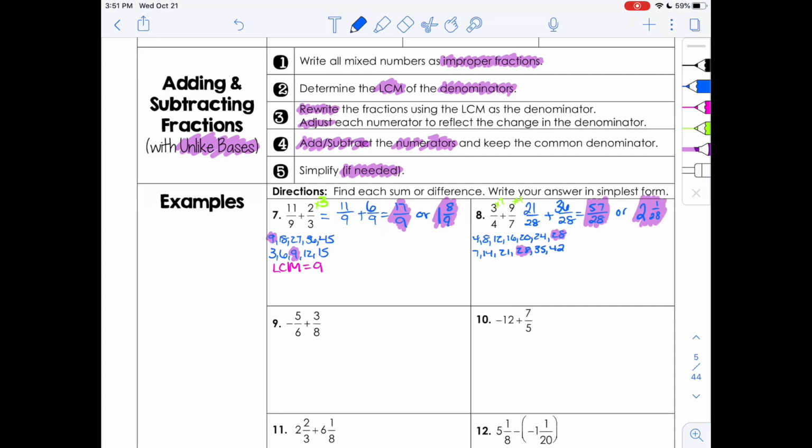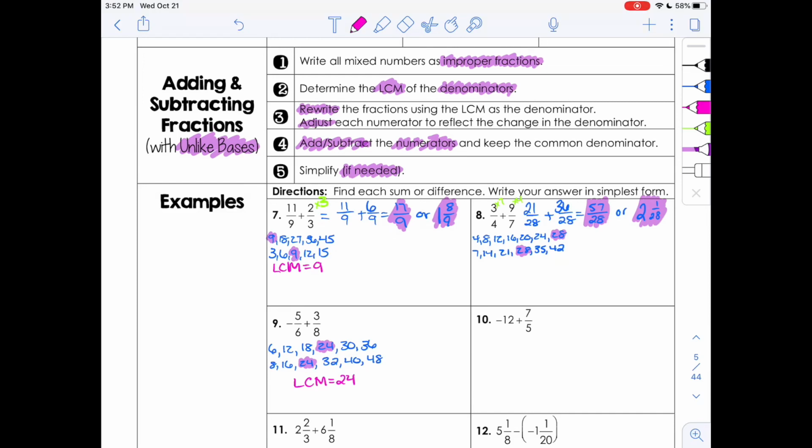So starting with our denominator of 6, our multiples of 6 are 6, 12, 18, 24, 30, and 36. Our multiples of 8 are 8, 16, 24, 32, 40, and 48. Comparing these two lists, we can see that the smallest number that they have in common is 24. So we can say our least common multiple equals 24.